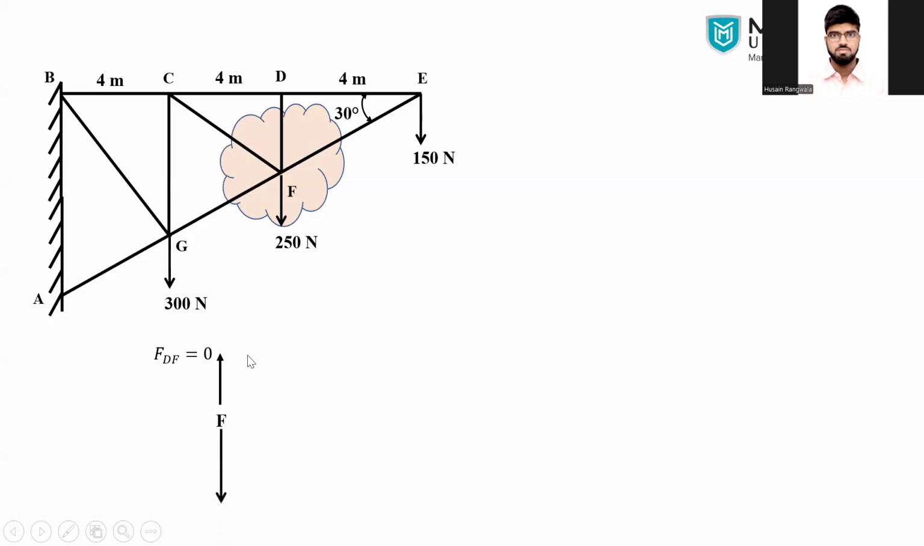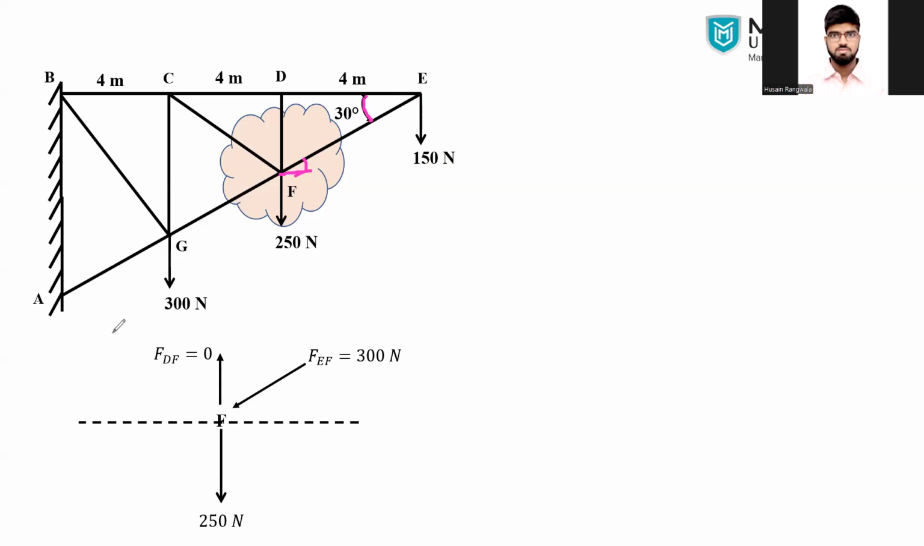Next, you can see there is a 250 Newton force acting downward at the joint F. Another one is EF, which we got in the first joint, that was a 300 Newton compression. The remaining two unknown forces we can assume in any direction. So first we have to decide the angle. As you can see, the angle over here is 30 degrees, right? So this angle will also be 30 degrees, right?